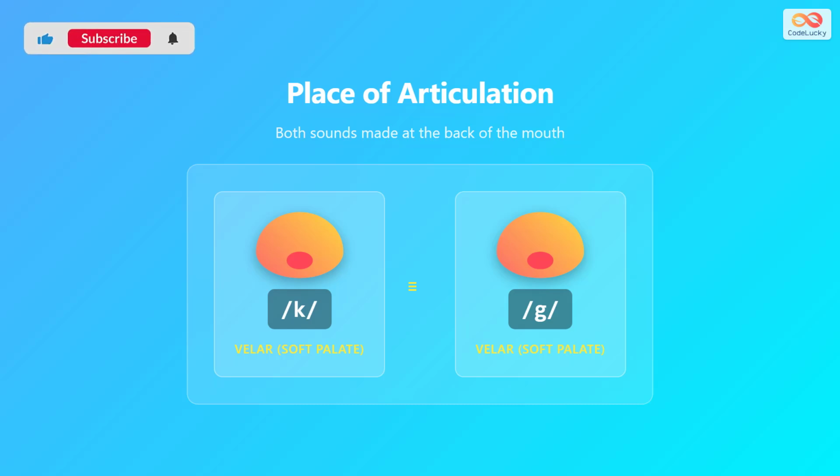Both the K and G sounds are made in the same location in your mouth. They are both velar sounds, which means they are produced at the soft palate, which is the soft part at the back of your mouth, behind the hard palate. Since they are made in the same place, the only difference between them is the voicing. This is why distinguishing the voicing is so important.